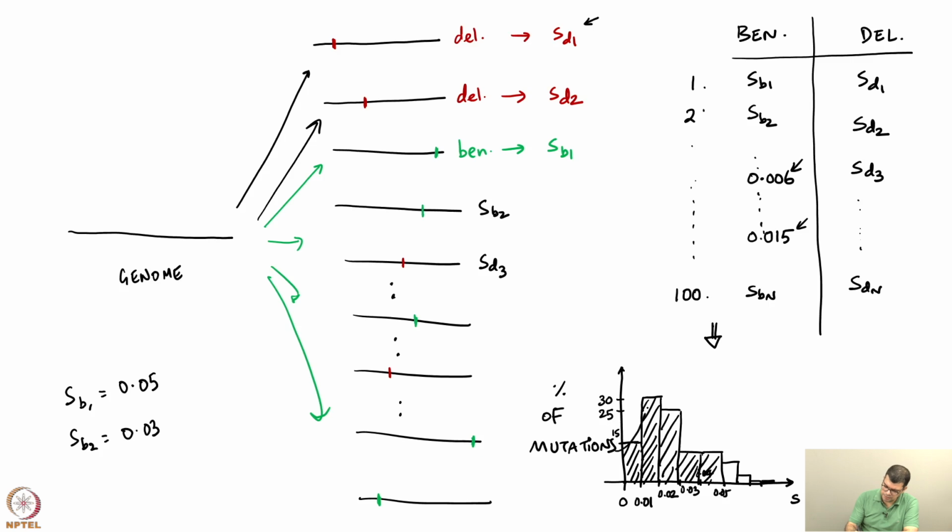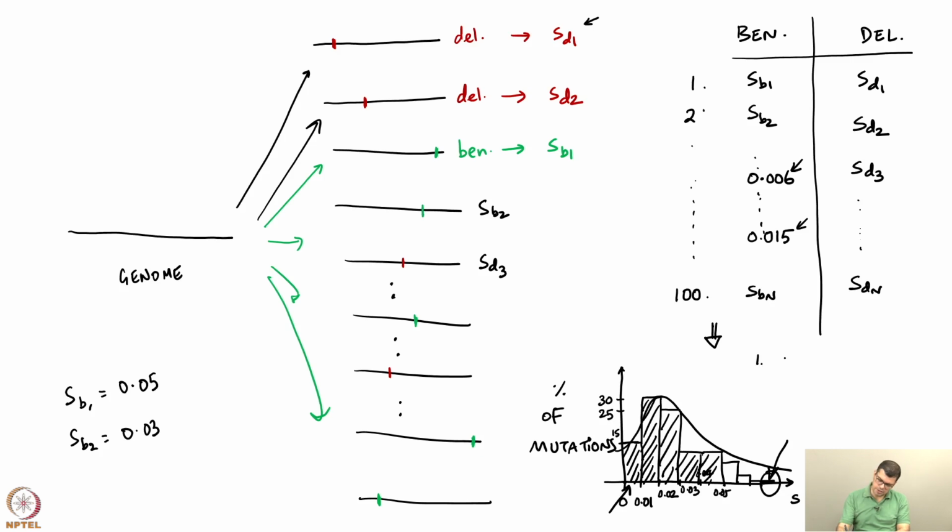This distribution tells us two things. One is that not all beneficial mutations are the same. There are some mutations which confer a very large benefit, the value of their selection coefficient is very high, but there are many mutations which confer a very small benefit, the value of their selection coefficient is really small, and in between there is a distribution.